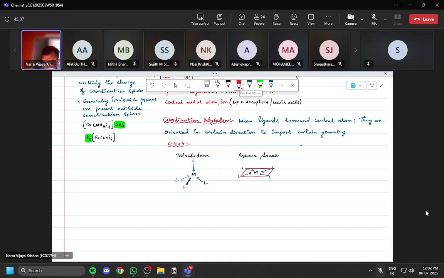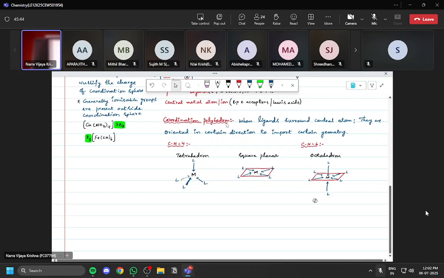If the coordination number is 6, then it is an octahedron. Already you know the properties of an octahedron. What is it? Axial and diagonal bond lengths must be the same. This is the diagonal. This length and this length must be the same. Then it is called a regular octahedron.